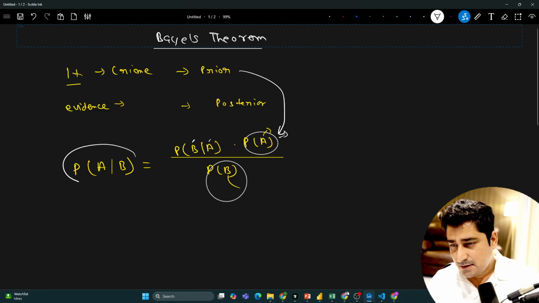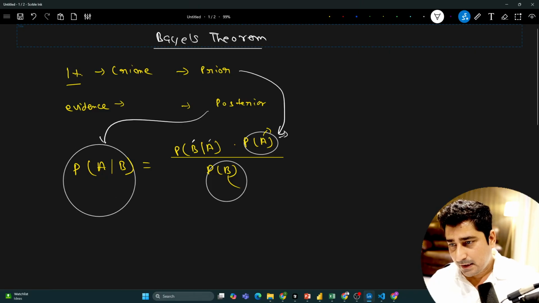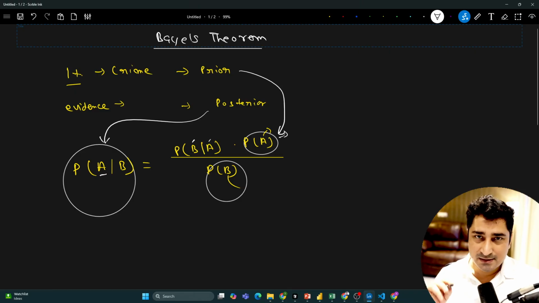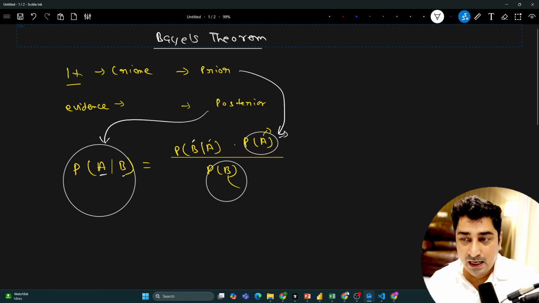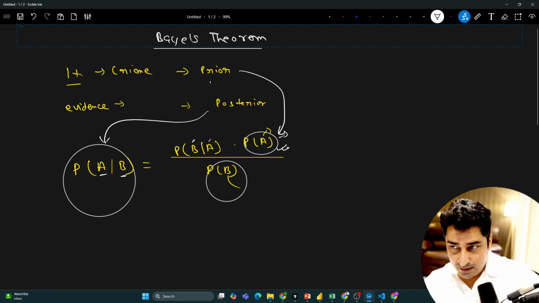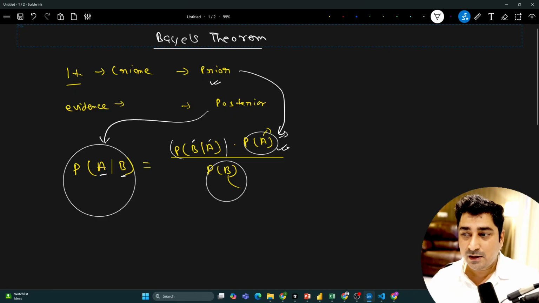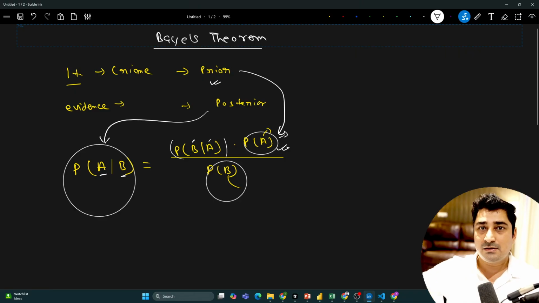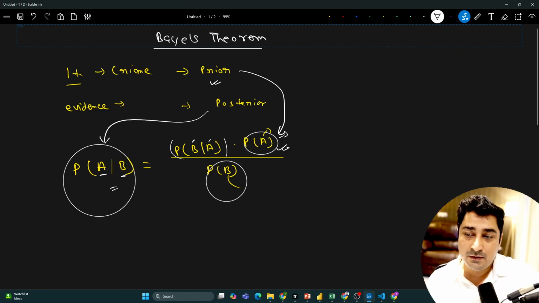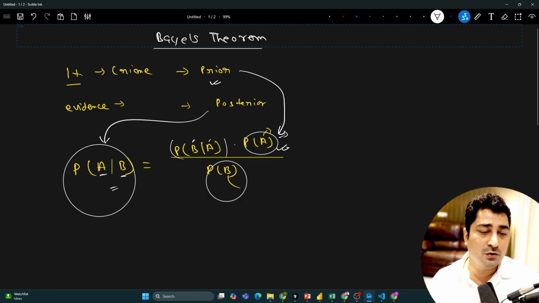And this is my posterior probability: what is the probability that the person has committed a crime when I have found the evidence. So initially I start with a belief, then I find out the impact of this evidence on whether the person has committed a crime, and then I find the posterior probability. And this formula is called Bayes theorem.